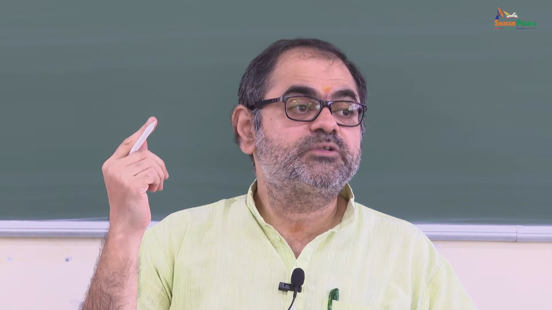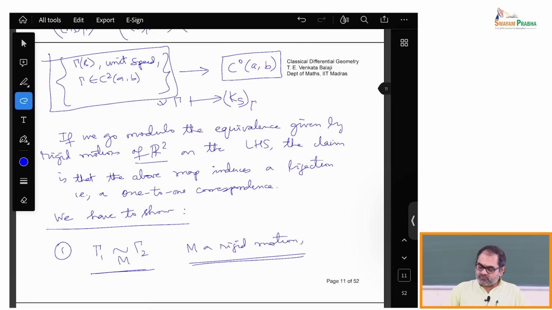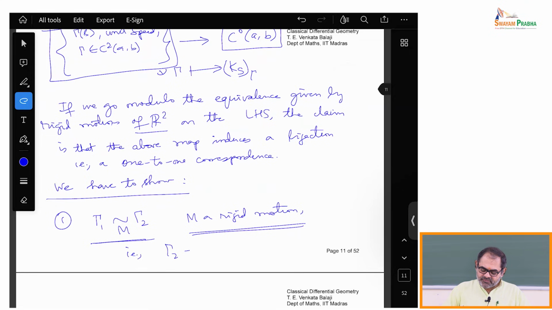On the left side you have to go modulo the equivalence relation. That means you have to take equivalence classes. This is exactly the same kind of thing that we do when we take space curves. Only there, in the case of space curves, we use rigid motions of R3 because these are in space. But here we are restricting to plane curves, so you should use only rigid motions of R2. So what are the things you have to show? You have to show that if two curves are equivalent by a rigid motion, that means gamma 2 is M composed with gamma 1. You take gamma 1 and you apply M to it, then you should get gamma 2.